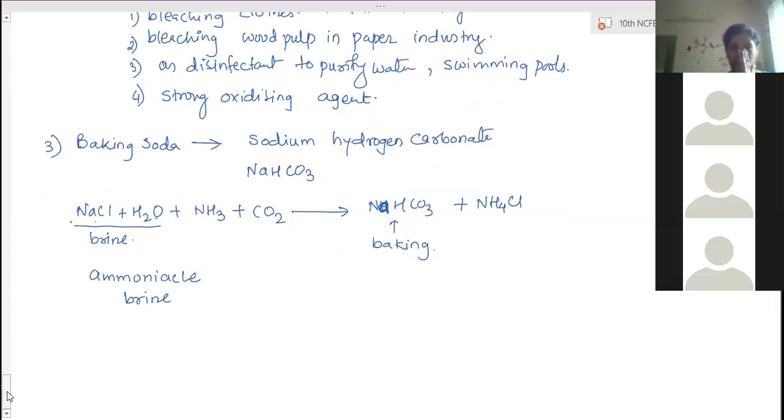In the baking industry for making baking powder. It is an ingredient of baking powder, but where it is exactly used? For making cakes and breads fluffier. Baking soda is used in baking industry to make cakes and breads fluffier.